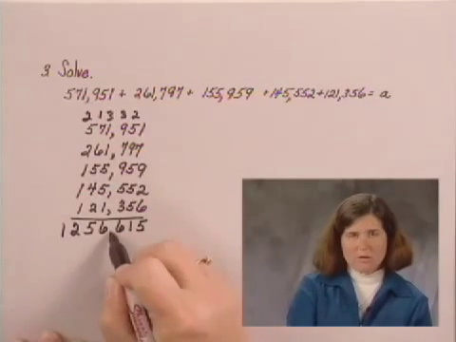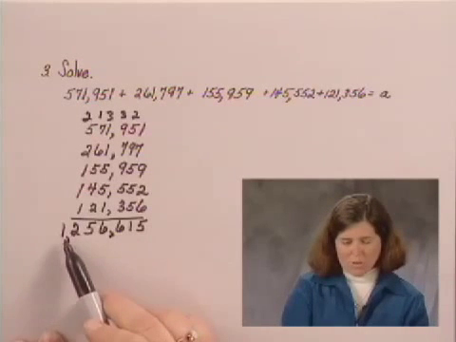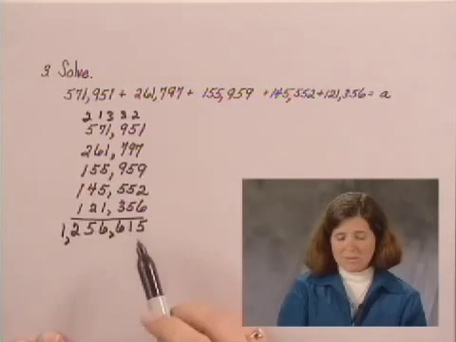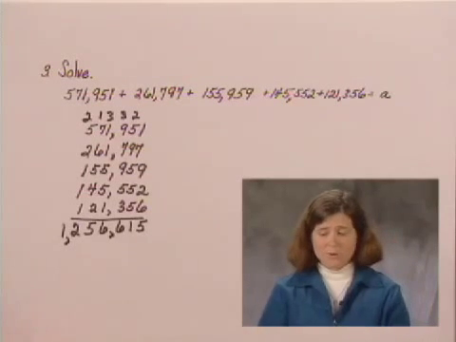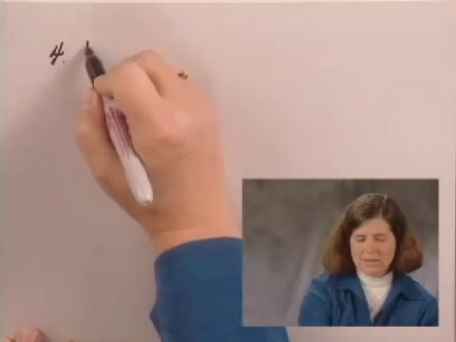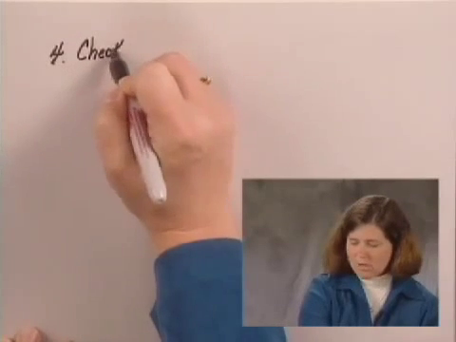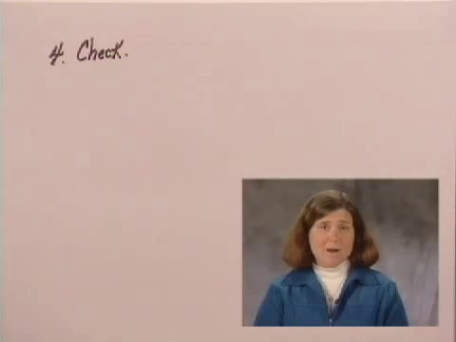And we need to insert commas separating the periods. And we have that 1,256,615 equals the A that we were looking for. Now the fourth step, very important step, is to check our answer. To check our answer, we could repeat the calculation. We could also estimate by rounding.